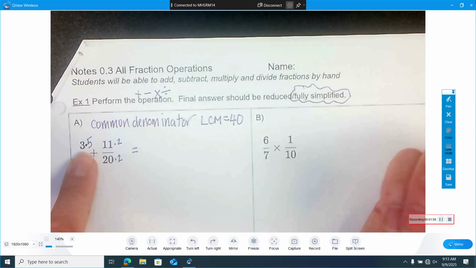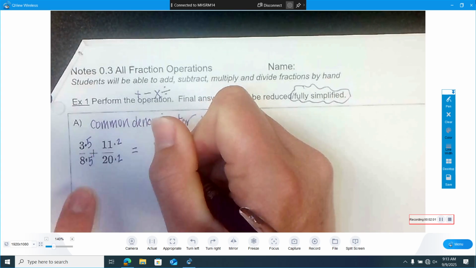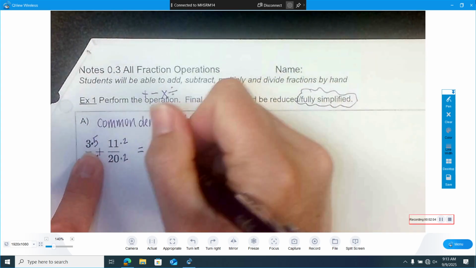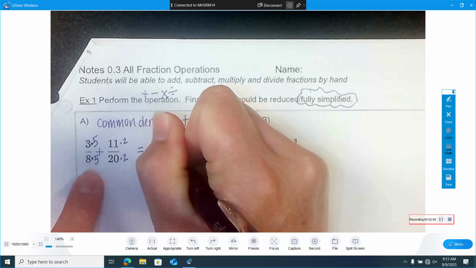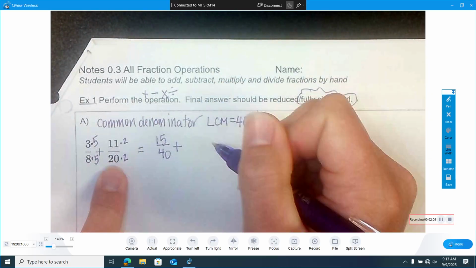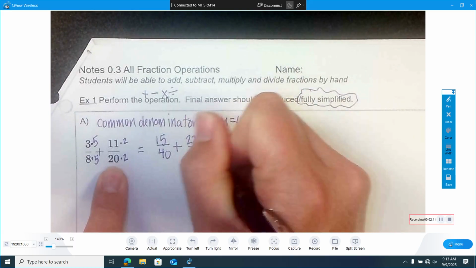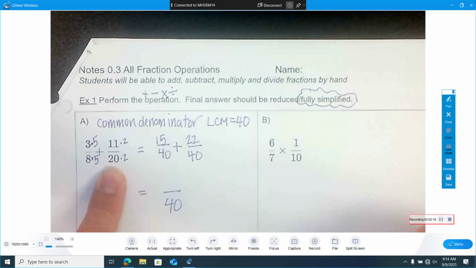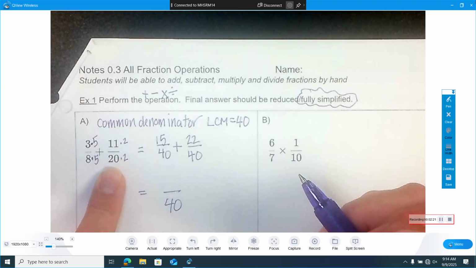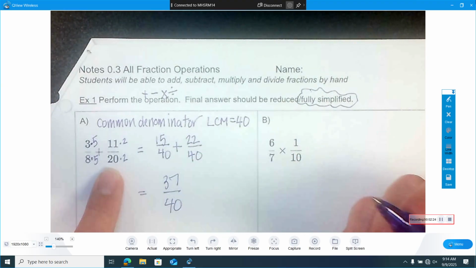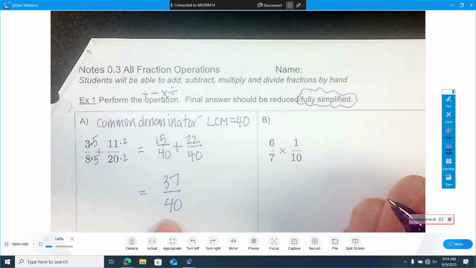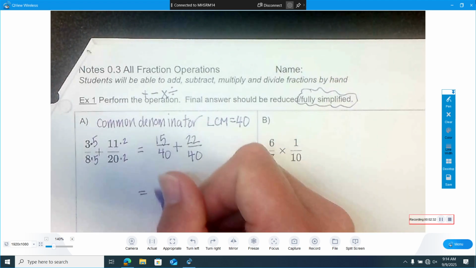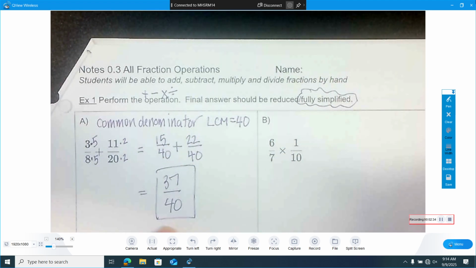What's the numerator? 15 over 40 plus, what's the second fraction? 22 over 40. Good. And now that we have that common denominator, the denominator stays the same. And 15 plus 22 becomes 37. Good. Do you think we can reduce that? 37 is, I'm pretty sure, prime, so it's not going to reduce most of the time.